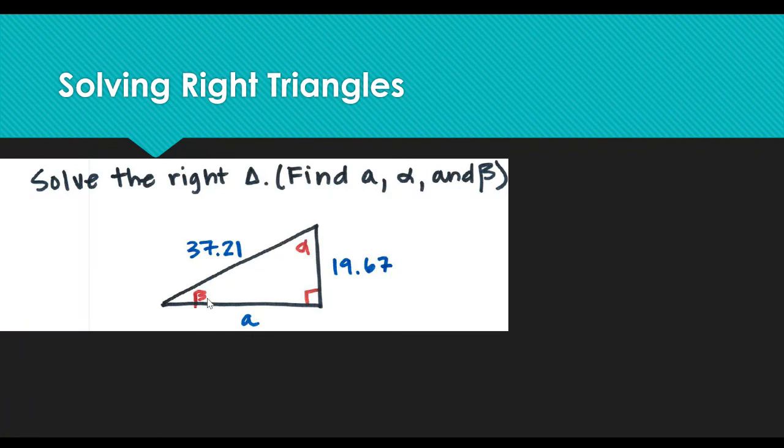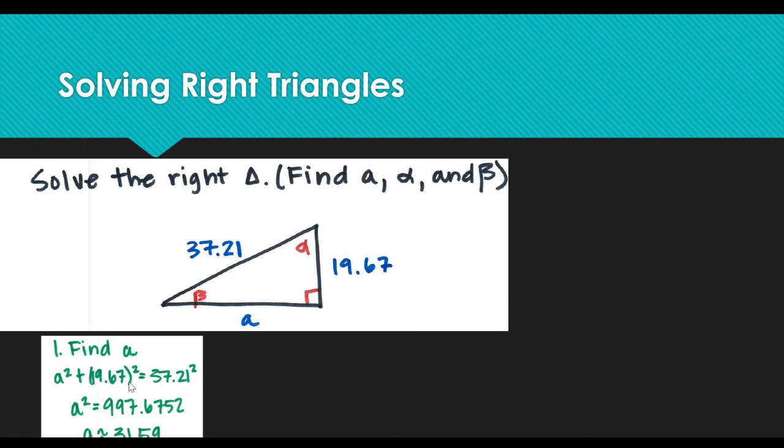The first thing we're going to do is the easy thing, which is to find side A. We can do that with good old Pythagorean theorem. A squared plus 19.67 squared equals 37.21 squared. You do your work, square those, subtract 19.67 squared over, and then square root both sides, and A is about 31.59. No big deal. Pythagorean theorem, I have faith you can do that.